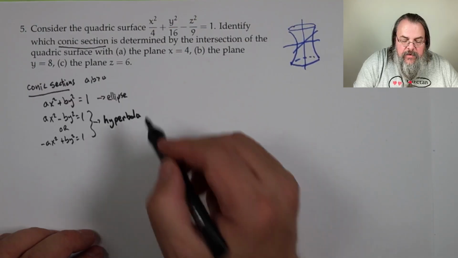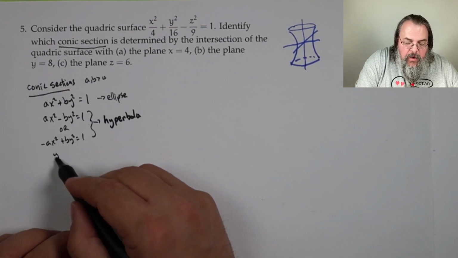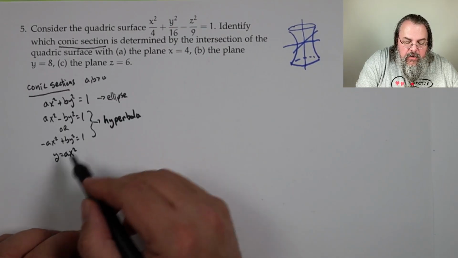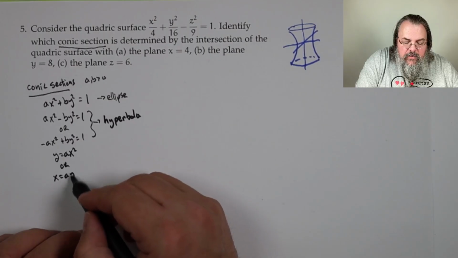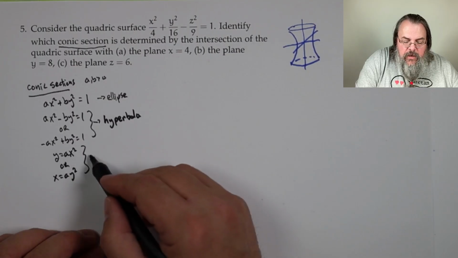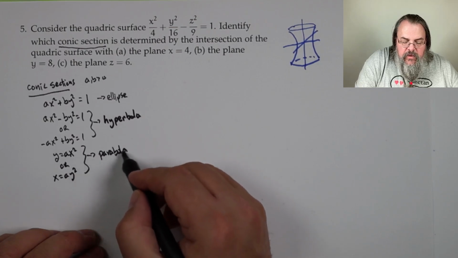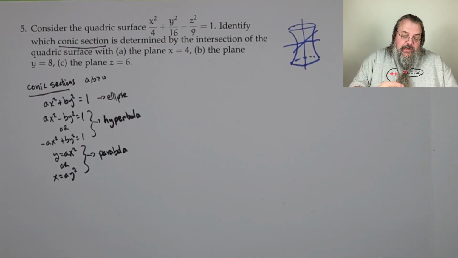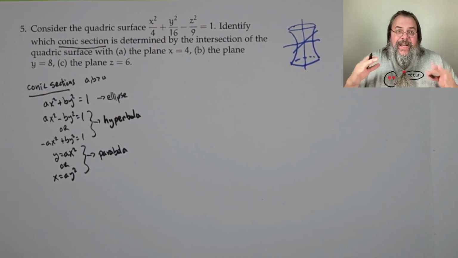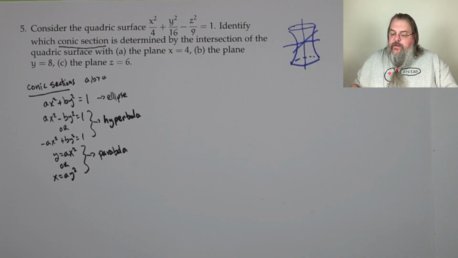All right, so we have ellipse and we have hyperbola. And now if you see y equals ax squared or x equals ay squared, these are what you call a parabola. So these are the basic ones that you might interact with. Now, that definitely doesn't capture everything that could happen, but that's what we're looking for.